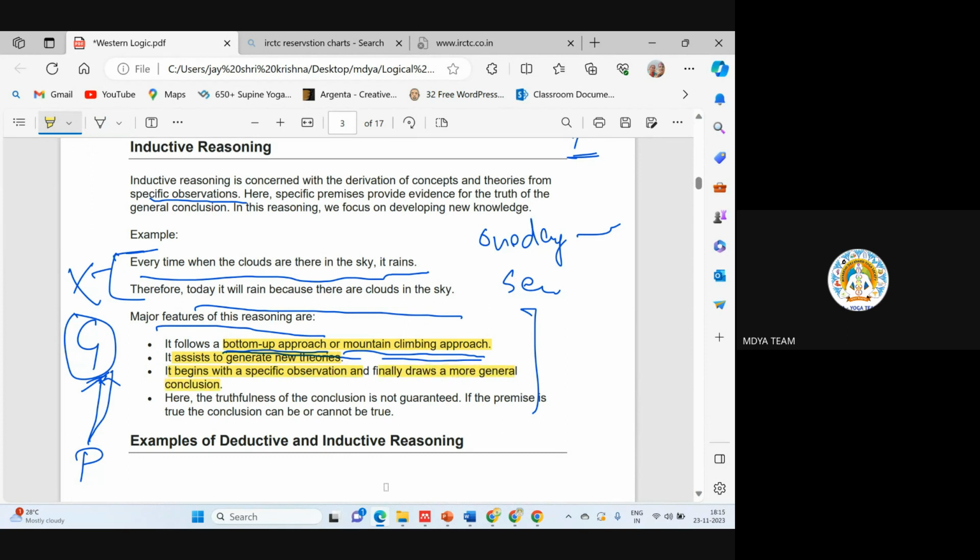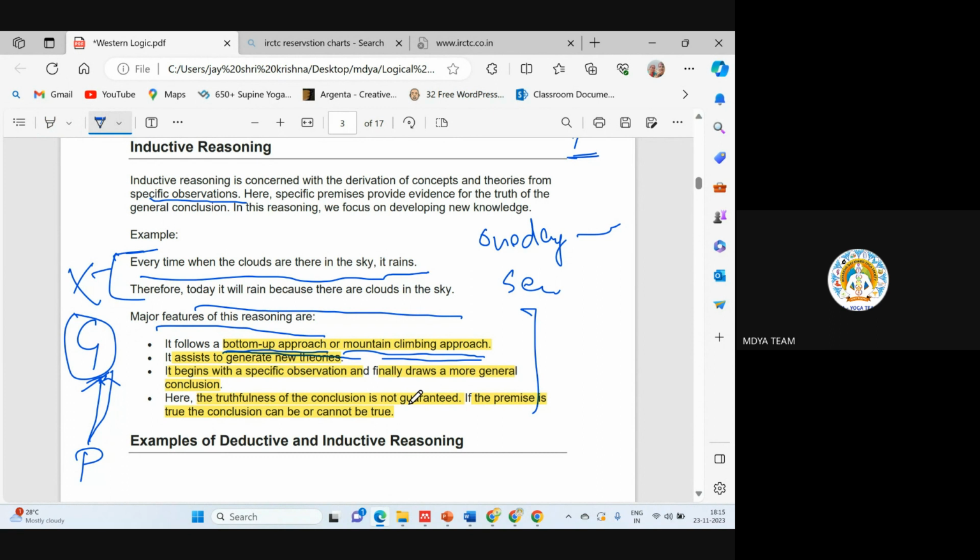You will first give example of various specific observation and then you will finally draw a more general example. Hence, the truthfulness of conclusion is not guaranteed. If the premises are true, the conclusion can be or cannot be true. This all I already told you in the morning. So based on whether the premises are true or false, the conclusion can be true or cannot be true.